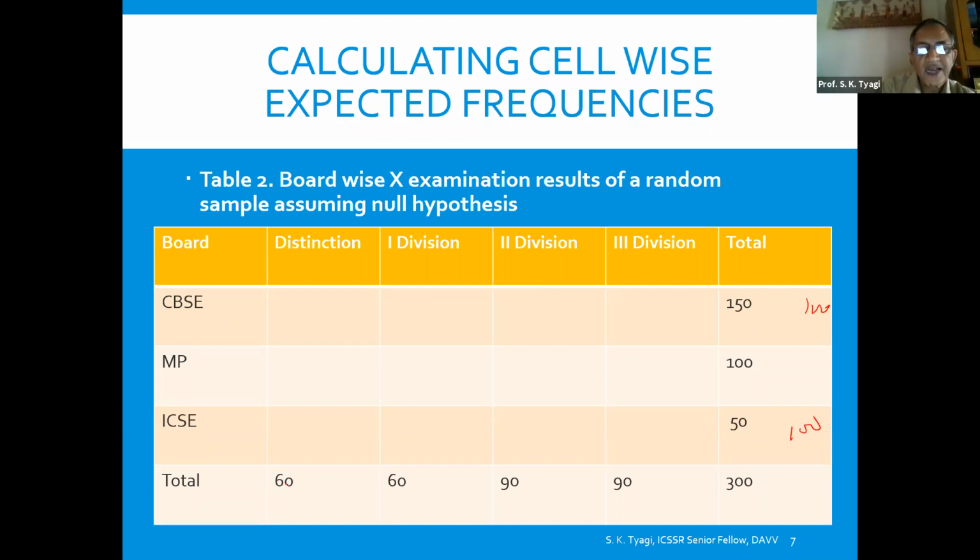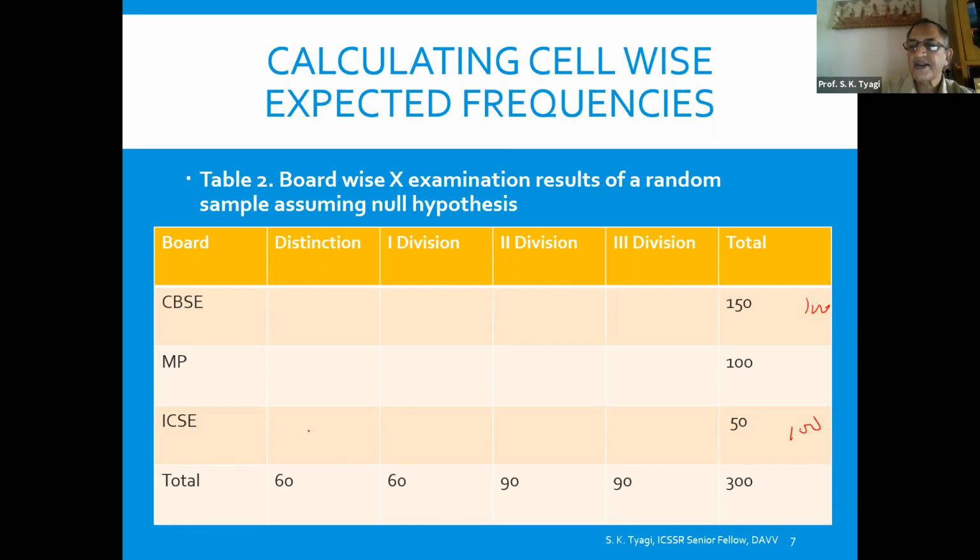Because there are 60 distinctions in all, then how many distinctions do we expect? Because the sample size is equal, it will be 20, 20, 20. 100 out of 300 is 1/3 of the sample. The proportion is 1/3. Therefore, the proportion in first division will also be 1/3 each.